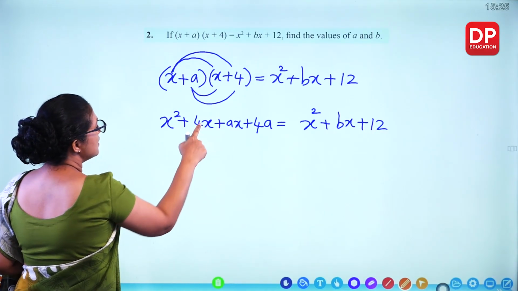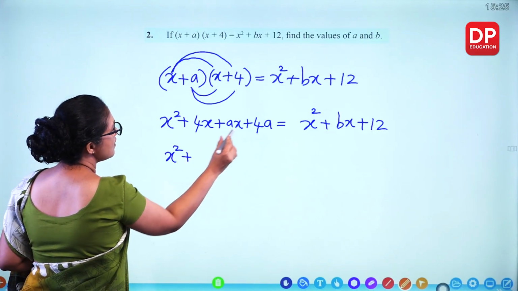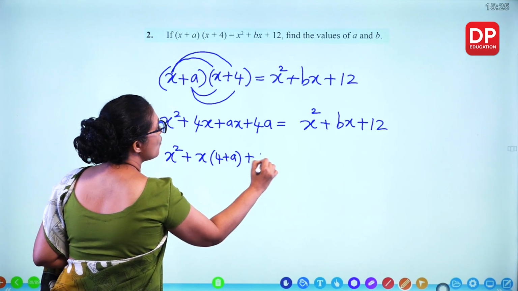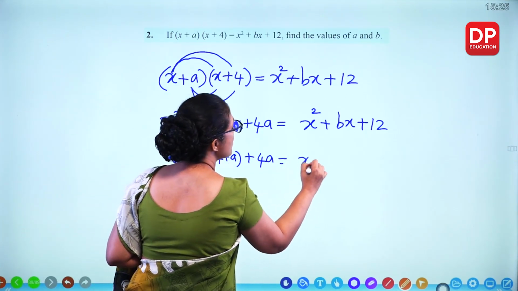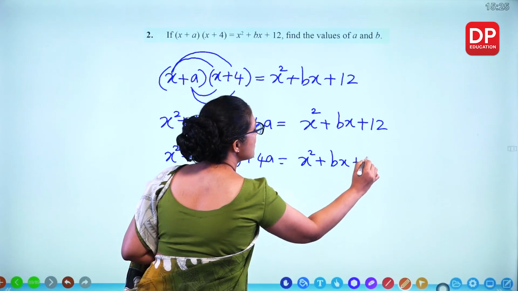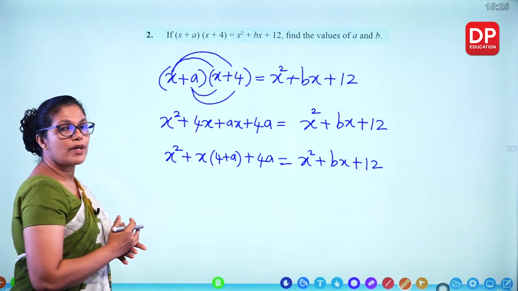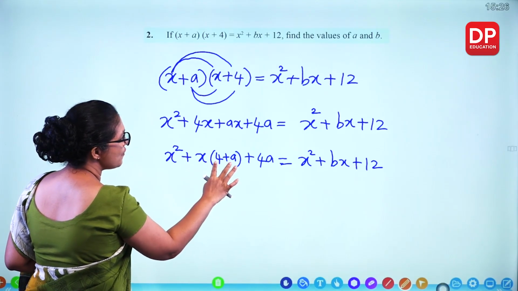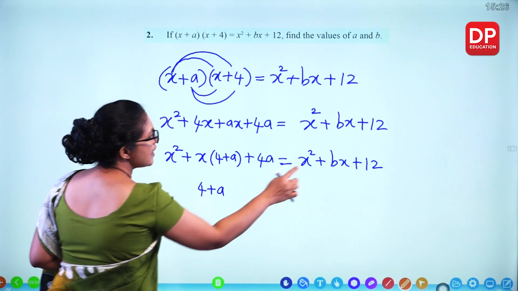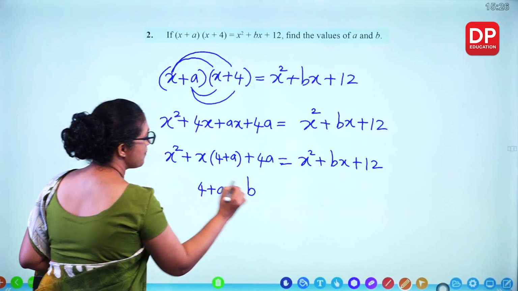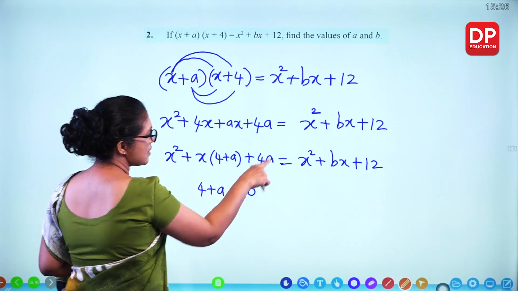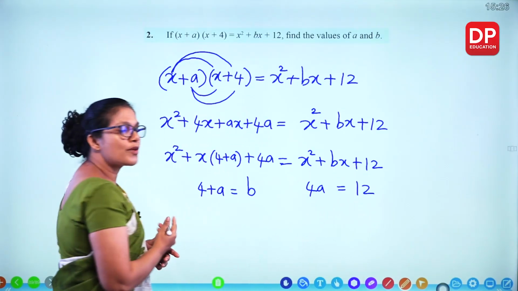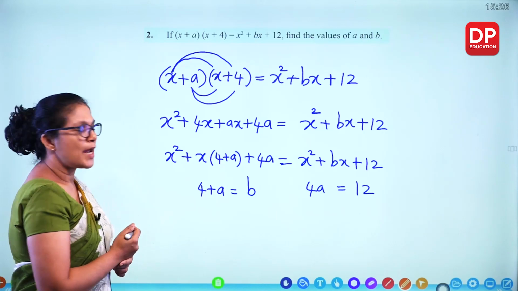Now we'll write down x terms separately. You can take x out. I can write x squared plus (4 plus a)x plus 4a is equal to x squared plus bx plus 12. These two are equal, so you can compare the coefficients. Here, the x coefficient is 4 plus a. What's the x coefficient there? That's b. What about this one? Constant term. 4a is equal to 12. From this you can find a, substitute here and find b.